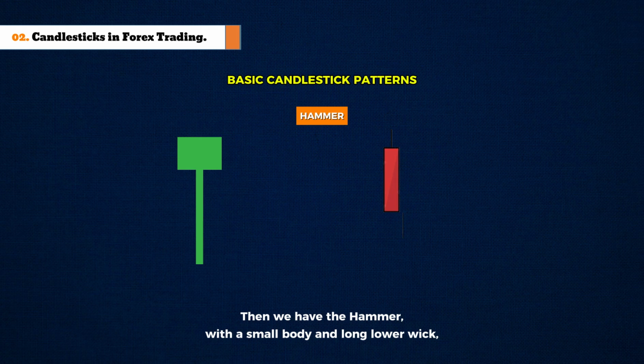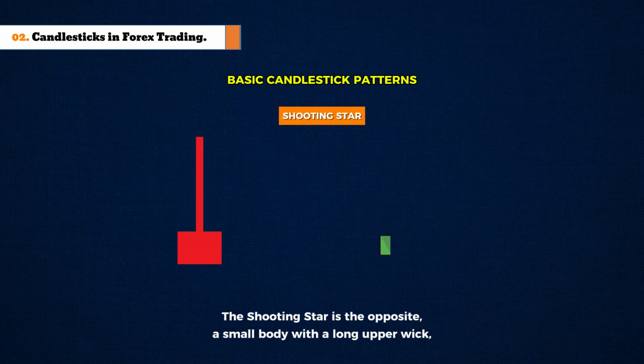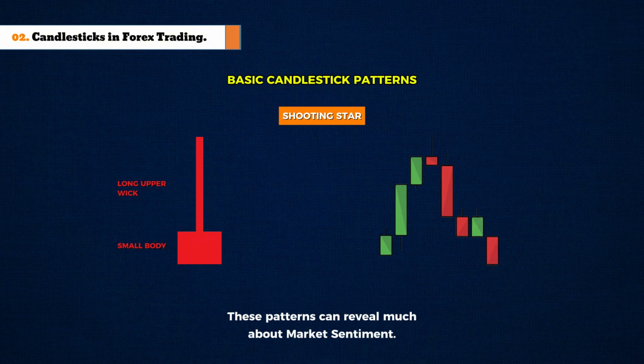Then we have the hammer, with a small body and long lower wick, often appearing at the bottom of a downtrend, suggesting a potential reversal. The shooting star is the opposite, a small body with a long upper wick, often found at the peak of an uptrend, hinting at a possible reversal. These patterns can reveal much about market sentiment.